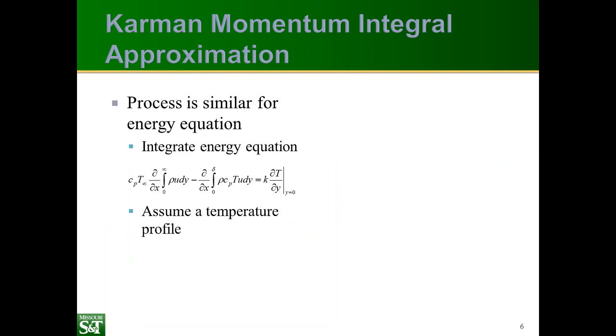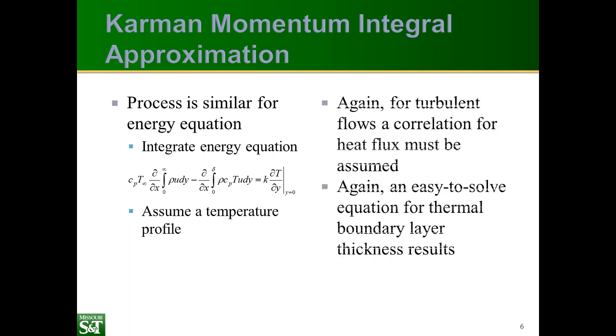The process is very similar for the energy equation. Here we integrate the energy equation instead of the momentum equation and assume a temperature profile. Now, this assumed temperature profile is usually very similar, for instance, has the same functional form as the assumption for the velocity profile. So for turbulent flow, we might use a 1/7 power profile for the temperature. Again, for turbulent flows, we have to have some kind of assumed correlation for the heat flux, but it gives us an easy-to-solve equation for the thermal boundary layer thickness. So the process is similar.